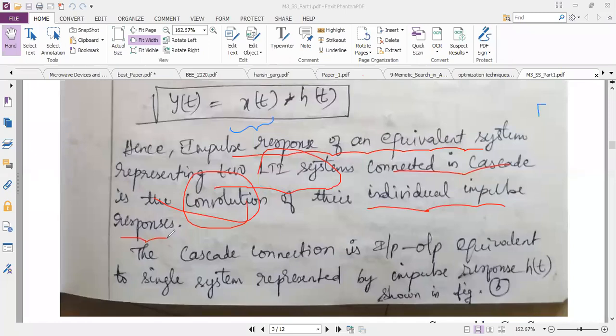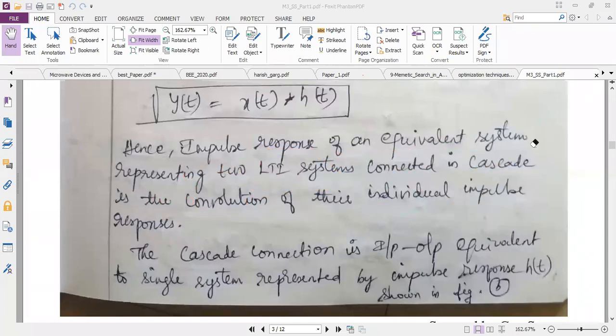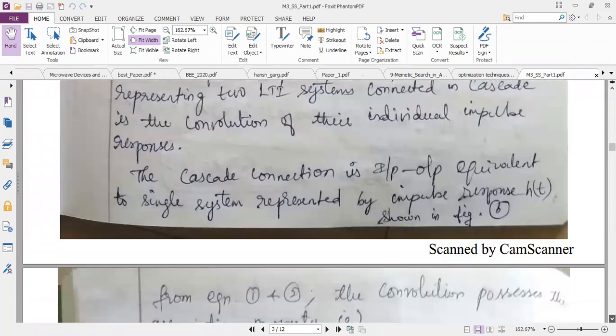Whereas in the previous topic, parallel connection, what is the sentence I have given here? It is nothing but the sum of the individual responses. Whereas here, it is a convolution of the individual responses. Is this clear? Shall I move on?